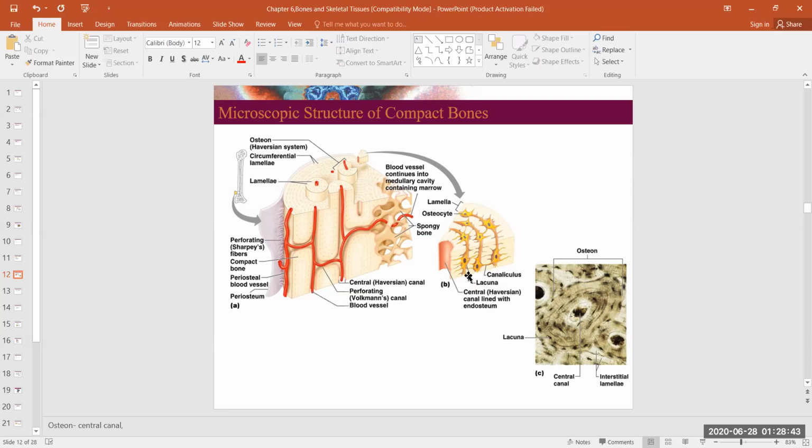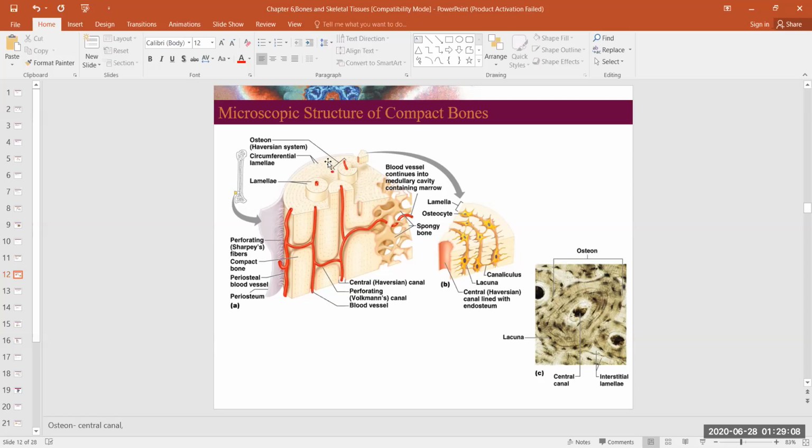The space is called lacuna. Inside the lacuna, the blue dot is the nucleus of the osteocyte, the bone cell. Osteocytes are the bone cells. So these bone cells make the matrix around themselves, first around the central canal, then here and then here. And if you see here, they are in circles around each.